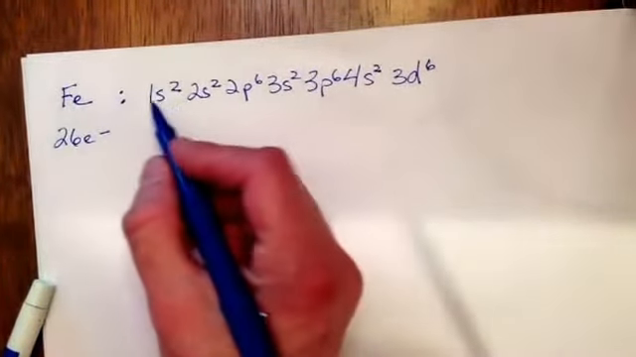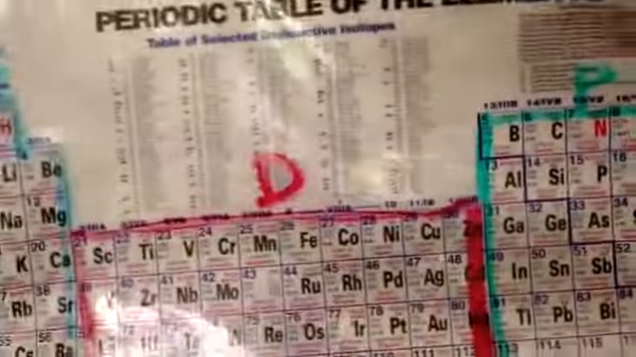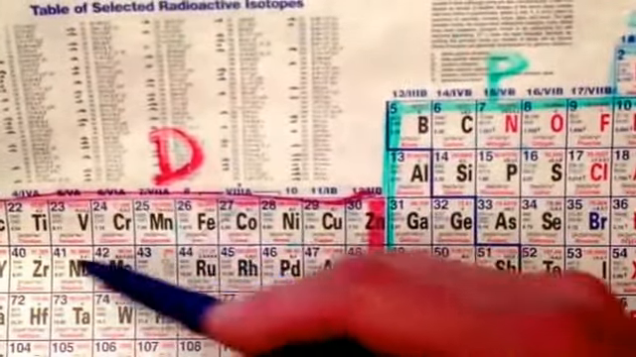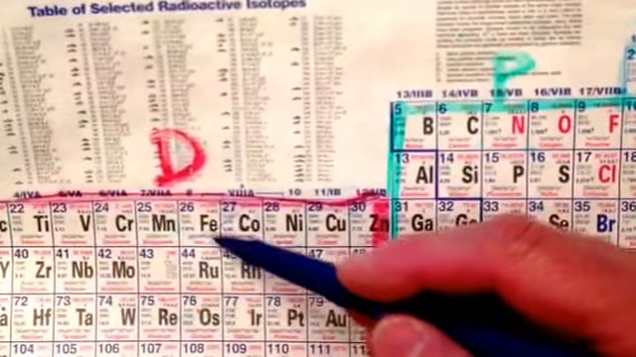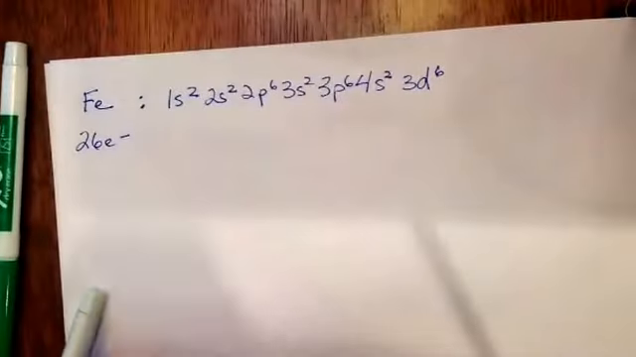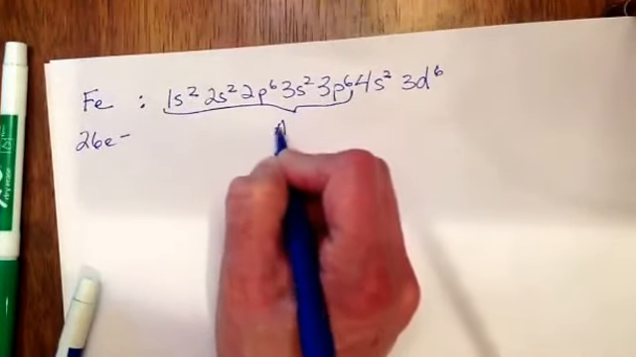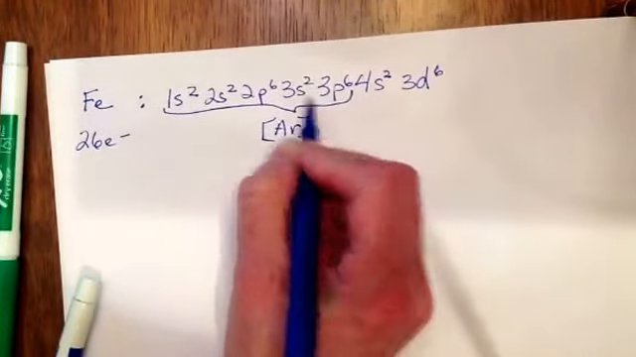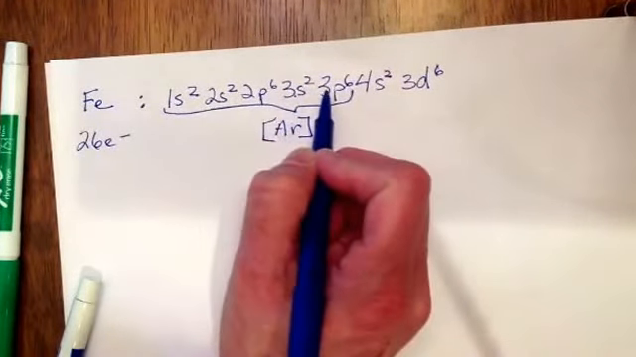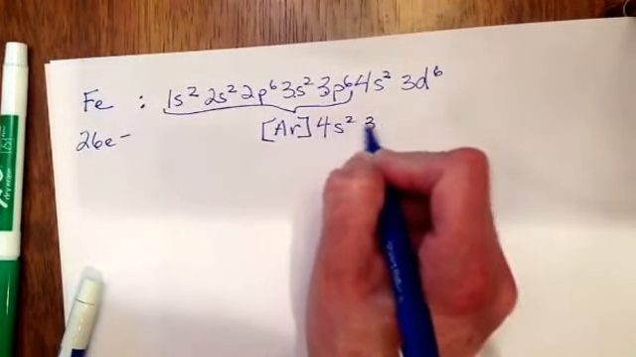Now to shorten it, I go to the nearest noble gas, or the level above iron. I'm not going to go to krypton, I'm going to the noble gas before iron, less than 26, which is argon. Basically what I do is group argon and notate it by putting it into a bracket. All of this right here, 1s2, 2s2, 2p6, 3s2, 3p6, represents argon in brackets. And I tack on the remainder.